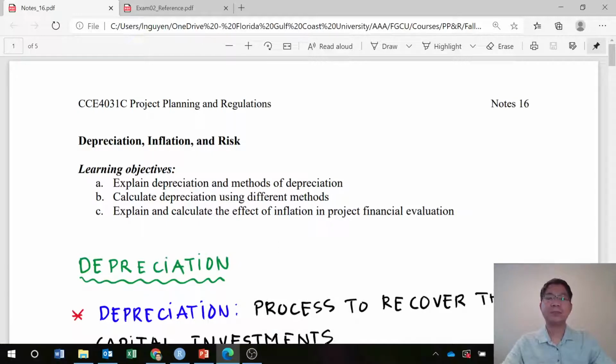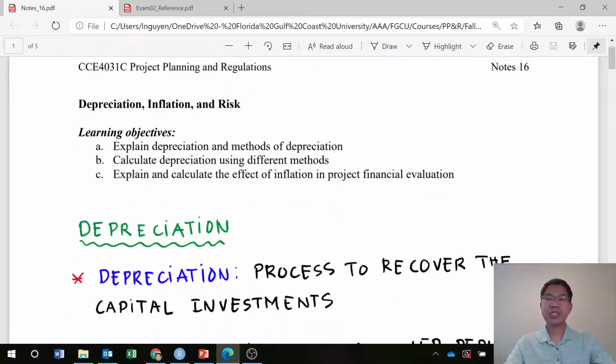In this class, we discuss two methods, and those two methods of depreciation are also covered in your FE exam and available in the FE reference that I will show you in the next videos. Explain and calculate the effect of inflation in the project financial evaluation. So first, let's discuss depreciation.